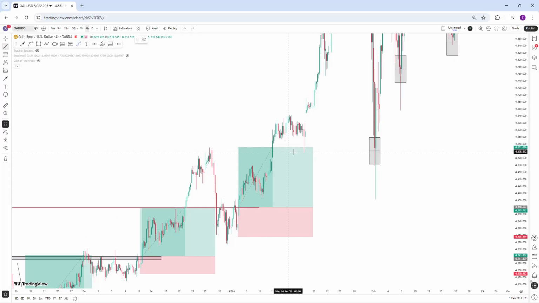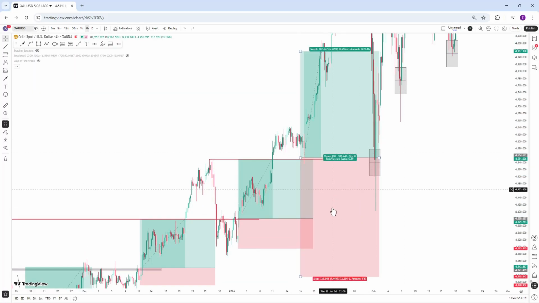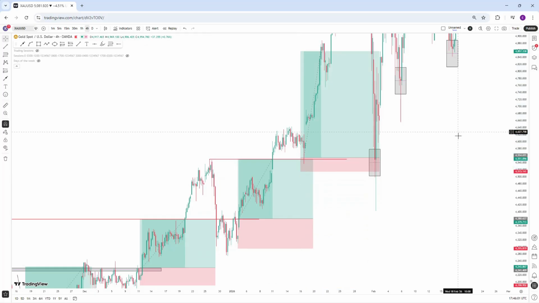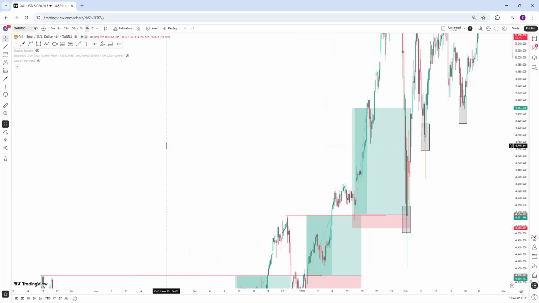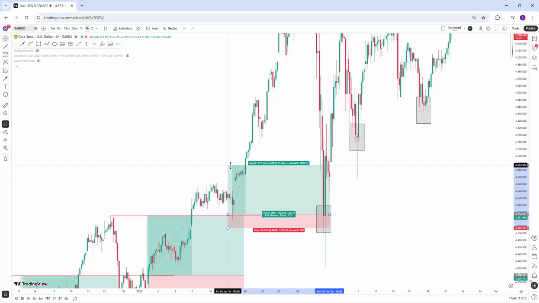See, it's simple, guys. You don't have to complicate anything. Stop loss below this level, and you target. So when the market starts reaching all-time highs, all you have to do is target a reasonable risk to reward ratio, 1 to 4. You go again, you'll be scaling in. So that's how you trade ICC, guys.